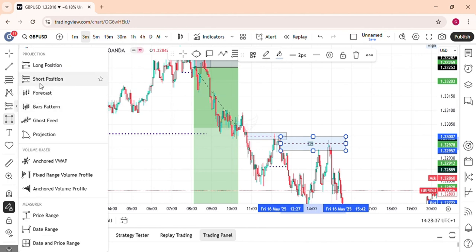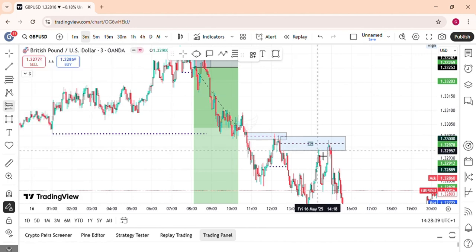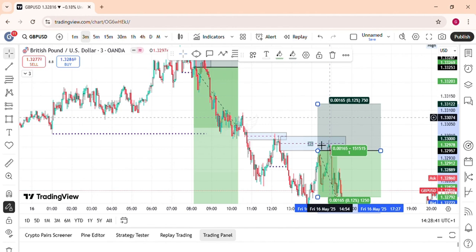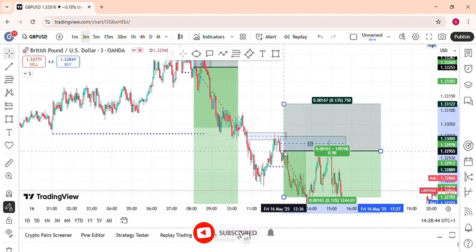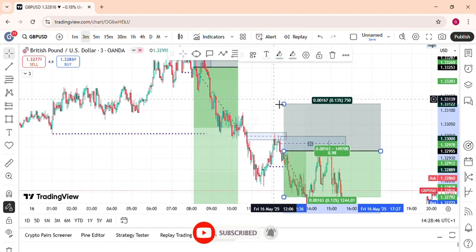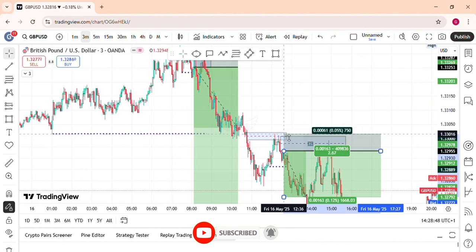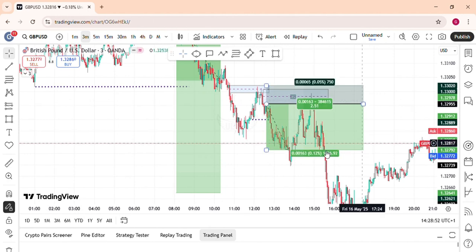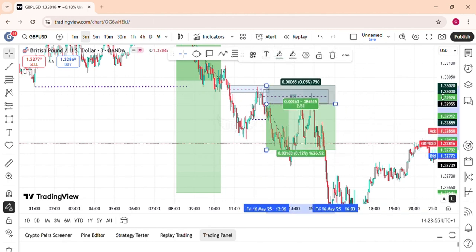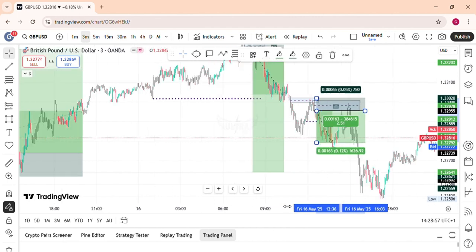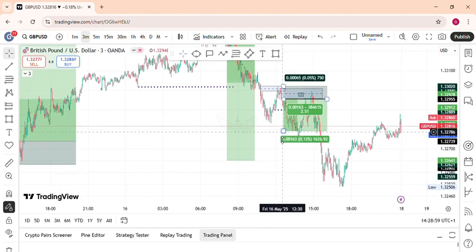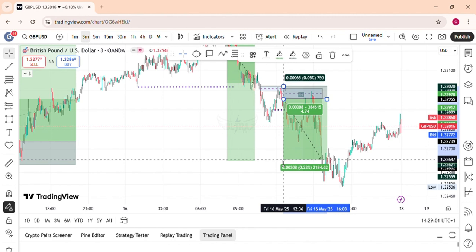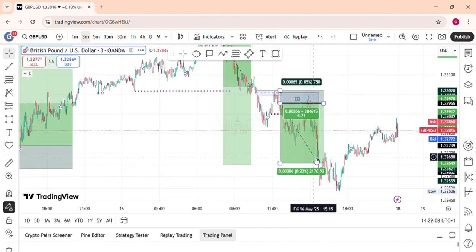So, and we'll put our short position like this for our entry. Our short position should be at the start of that fair value gap, and your stop loss should be here above this high that created that fair value gap. And the next thing is our take profit, which is here, 4.71 risk to reward ratio. This is how our take profit should be.